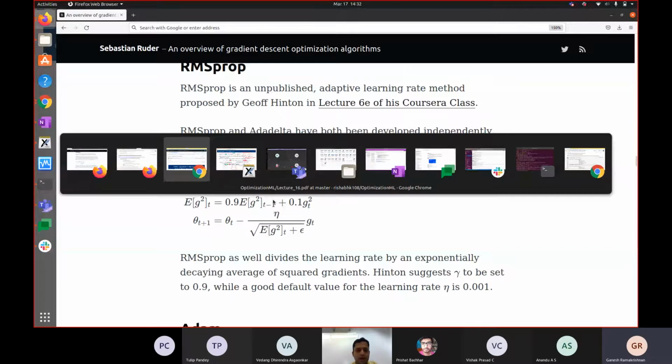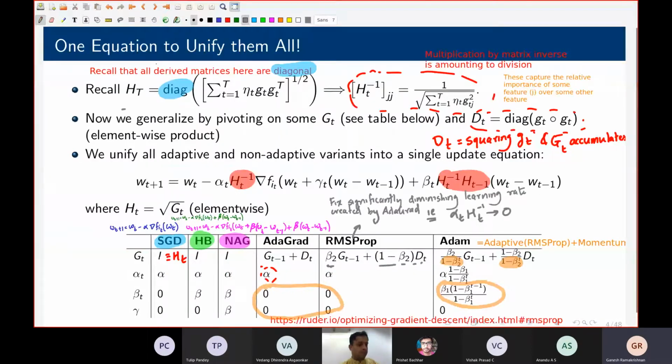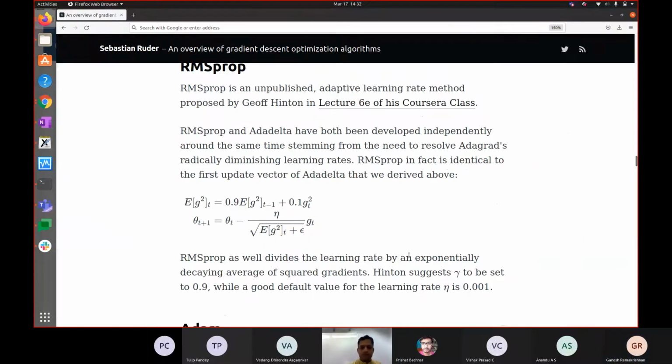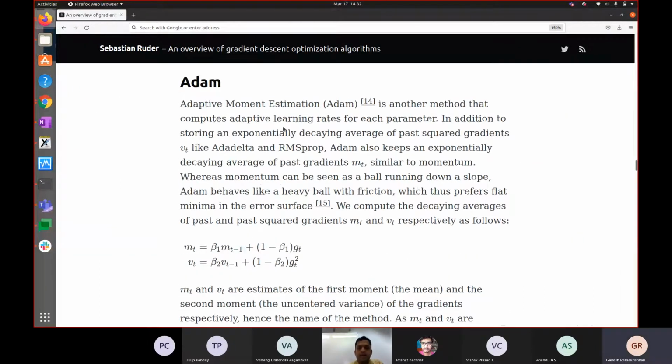Okay, so let's go back to our big picture here. Adam said, let me combine the advantage of RMSProp and AdaDelta, so RMSProp and momentum. In addition to storing an exponentially decaying average of past squared gradients, it also keeps an exponentially decaying average of past gradients, similar to momentum. This is clear now? This is the big picture.